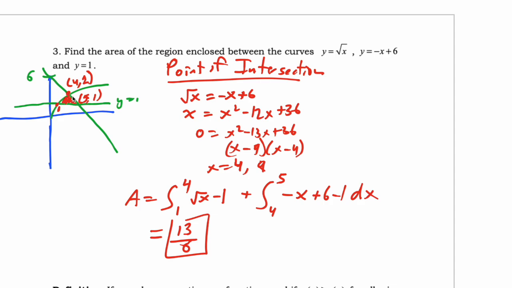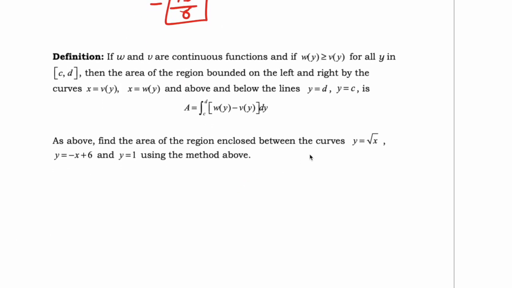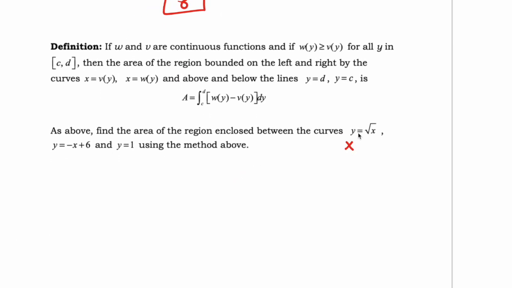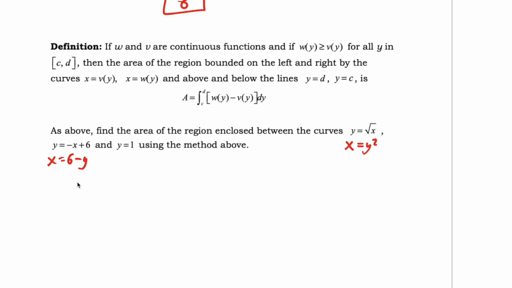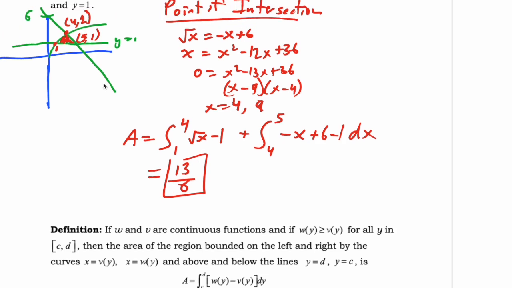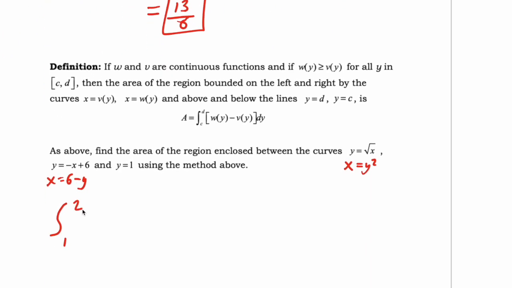the top function is the same the whole way, or the rightmost function is the same the whole way. The line is above the root function the whole way. So we can do this if we have a function of y. So x equals y squared. If we solve the line for x, we have x equals 6 minus y. Okay, so we're doing the same integral, but now we can go from the y values here, from 1 to 2. So we can do the integral from 1 to 2.